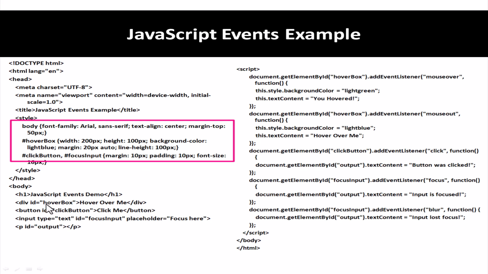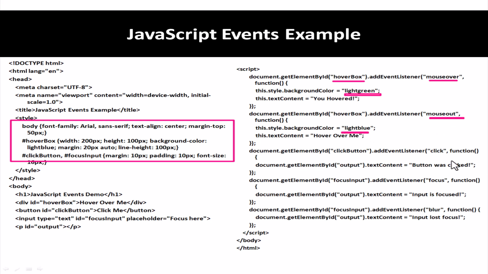Next, in the division box, we have given over me and click me. Two buttons we have created. Here we have used a focus input. Next we are using different events. Hover box, first one is for mouse over, hover for mouse out. It has to change to a different color. The first one is light green, and the next one is light blue.